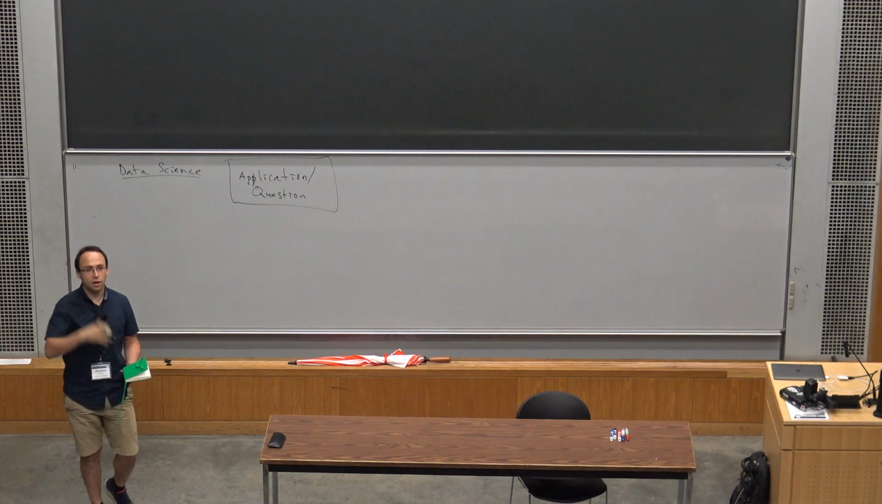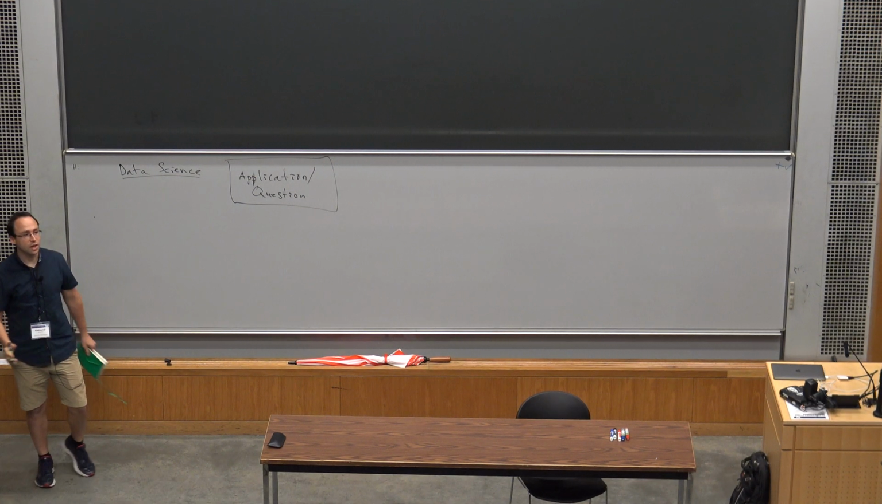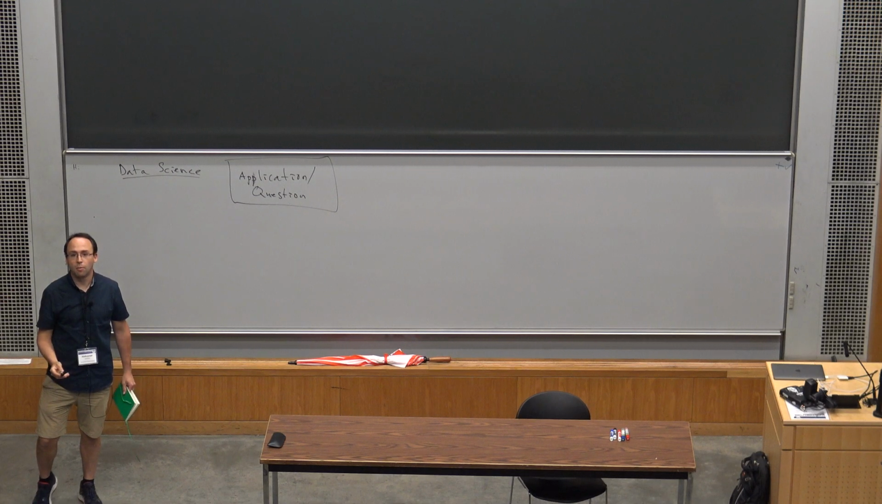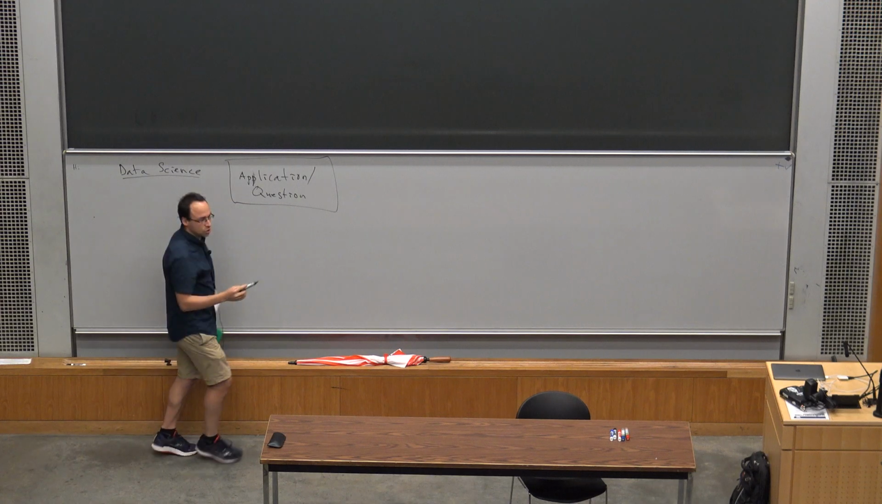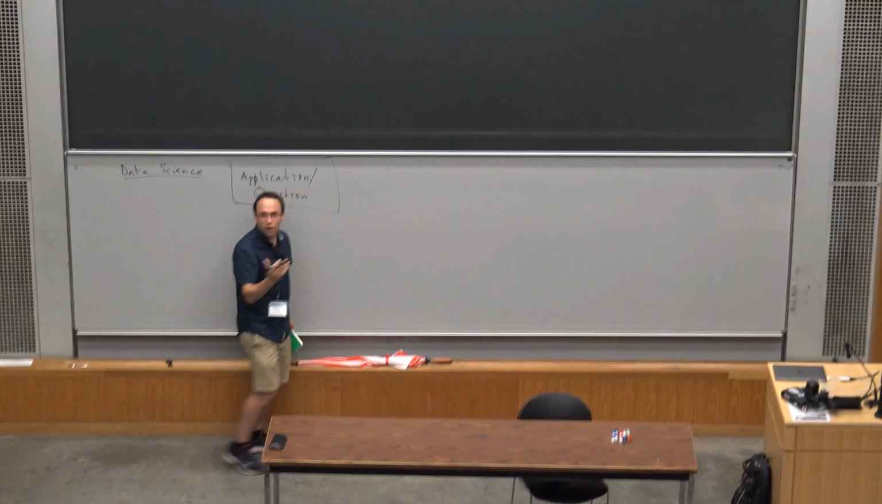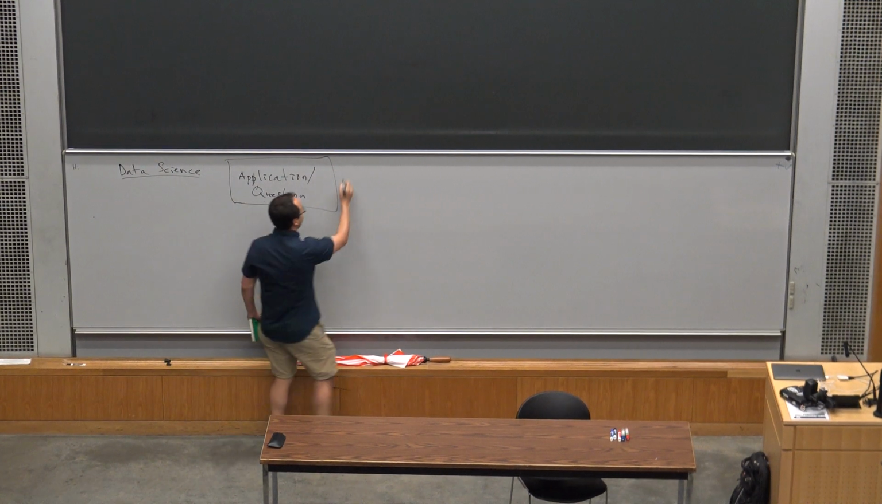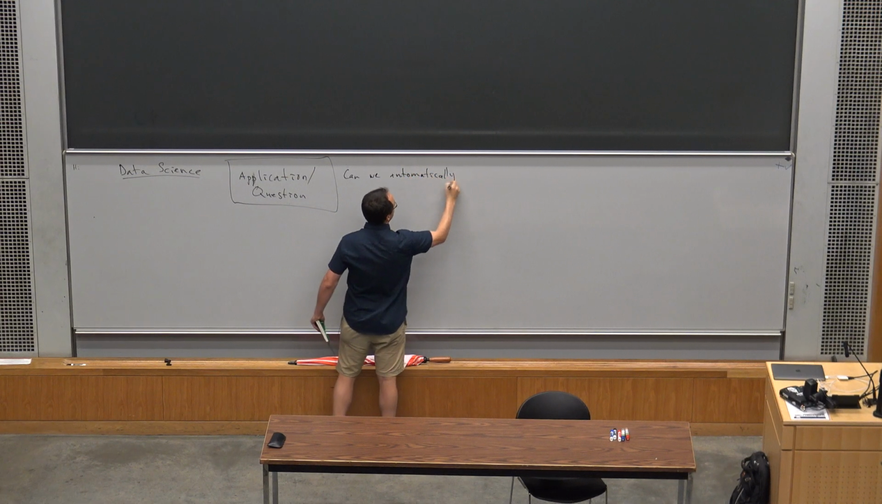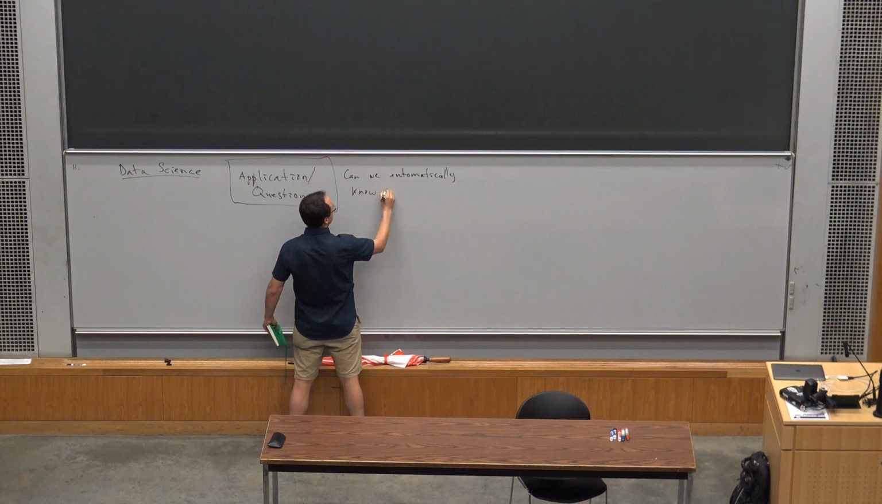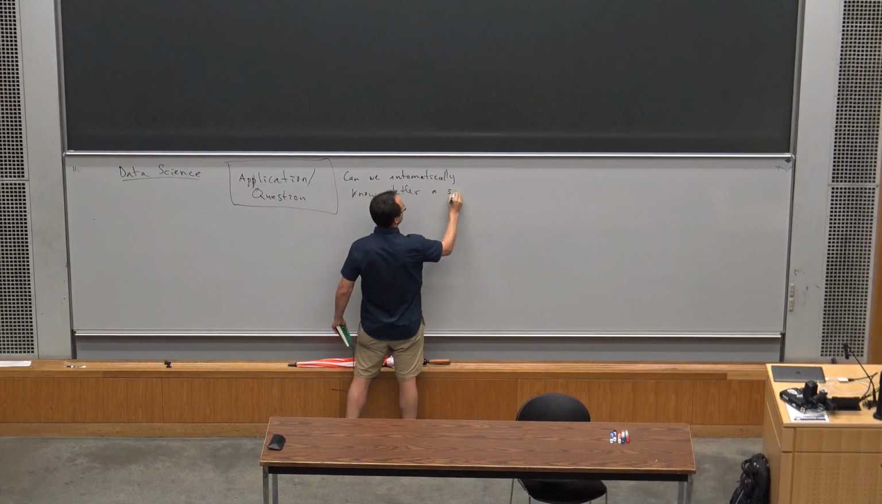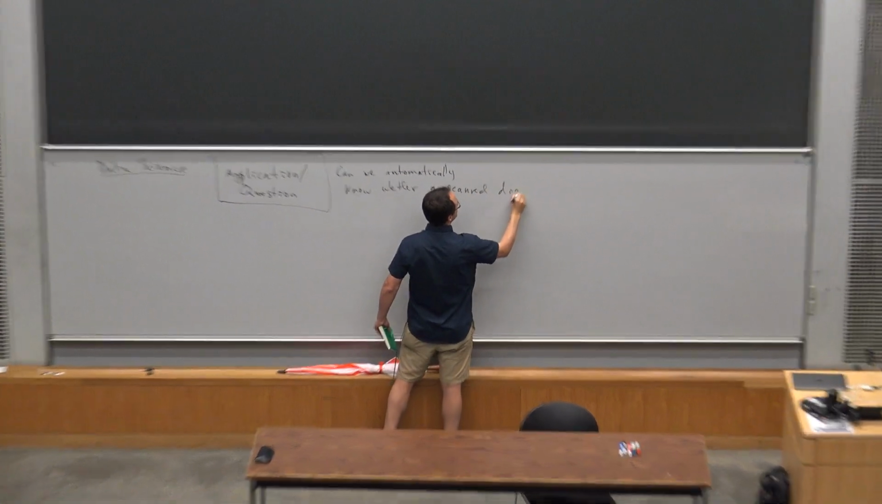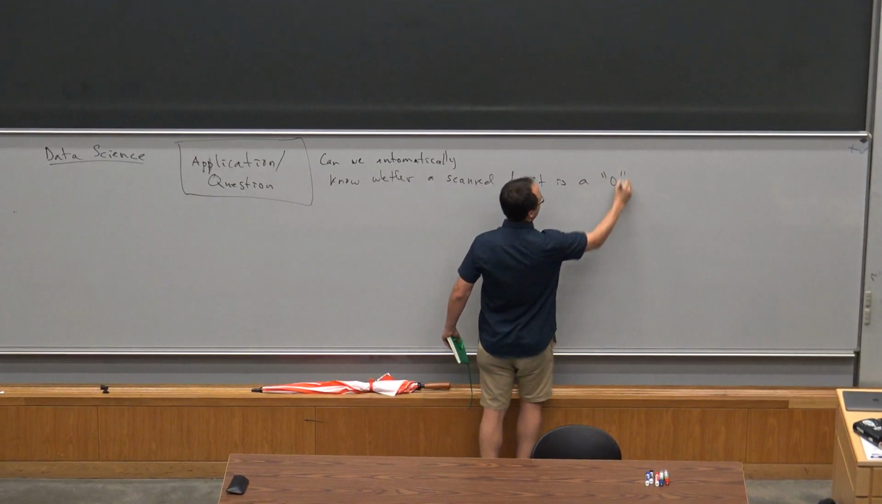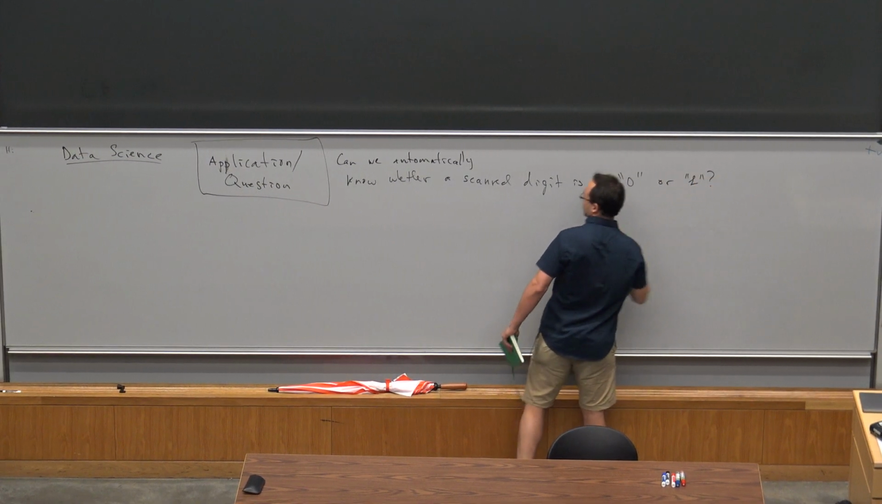The one that we're going to be focusing on throughout the 3 hours is classifying some images, whether you're seeing a handwritten 0 or 1. How many people have seen the MNIST data set before? Okay, great, about half of you. So we'll be looking at that example. The question for us will be: can we automatically figure out whether a scanned digit is a 0 or a 1? It's a pretty straightforward problem.